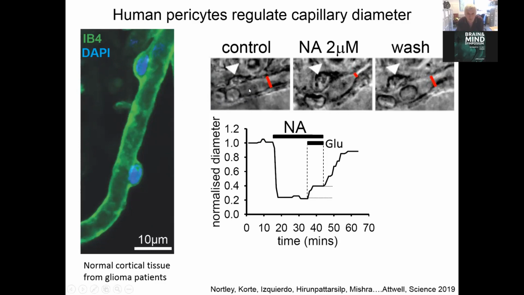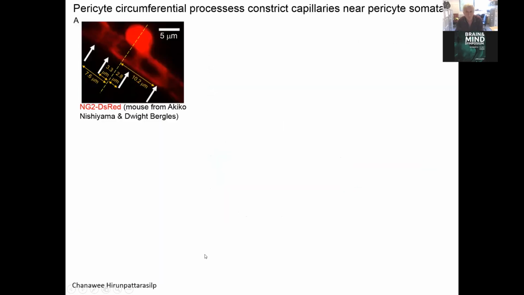These are red blood cells inside this human capillary. If you apply noradrenaline, a transmitter which is normally released from the locus coeruleus in the brain, you see that it squeezes the capillary near the cell body here. And that's shown in this diameter plot at the bottom. If you then apply glutamate, it dilates it, and you can then wash that out again. So pericytes constrict capillaries near their soma. Neurotransmitters adjust the diameter. Why is it near the soma of the pericyte?